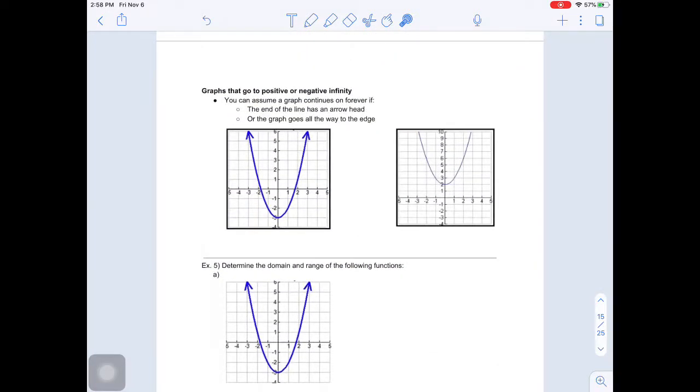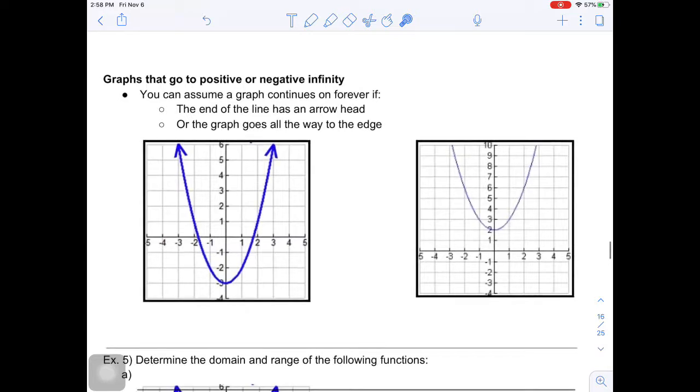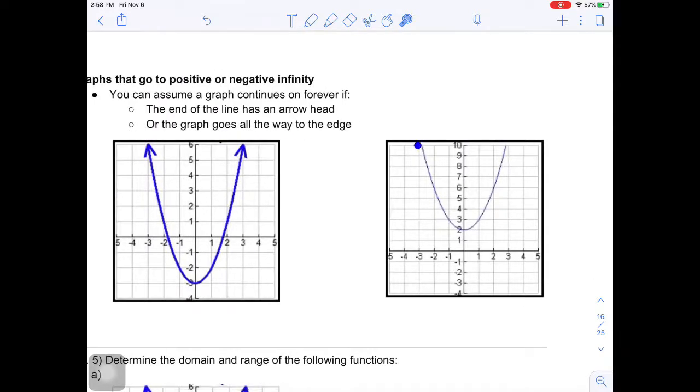So let's maybe try out a few more examples just to get the good hang of this. So something to note, we kind of already talked about this, are when graphs go to positive or negative infinity. So you can assume a graph continues on forever if the end of the line has an arrow. So if it has arrows, you can assume it just keeps going on and on and on. Or the graph goes all the way off the edge of the graph. So this also just goes on forever. You can assume that this breaks through and it just keeps going and going and going. It doesn't actually stop at that point. So both graphs go on forever.